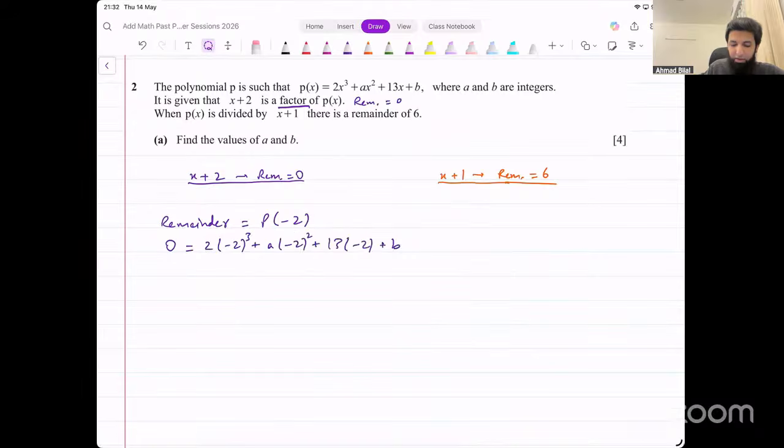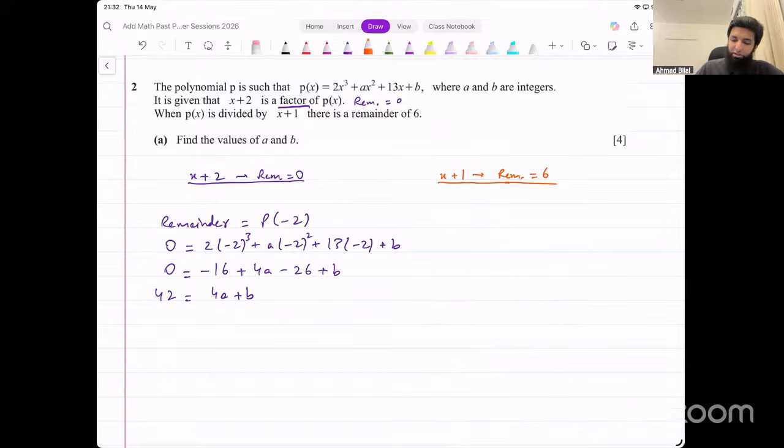Now you're not allowed to use a calculator, so be careful in your calculations. Minus 2 cube. When you take cube of a number, the sign remains the same. It's going to remain negative. 2 cube is 8, so 2 into negative 8 becomes minus 16. Plus a into 4, that is 4 times a, plus 13 into minus 2, that is negative 26, plus b, that equals 0. Let's simplify this. That gives us 4a plus b. If I add these two up, that gives me minus 42. I can take it to the other side and that becomes 4a plus b equals 42. That is one equation that we're getting.